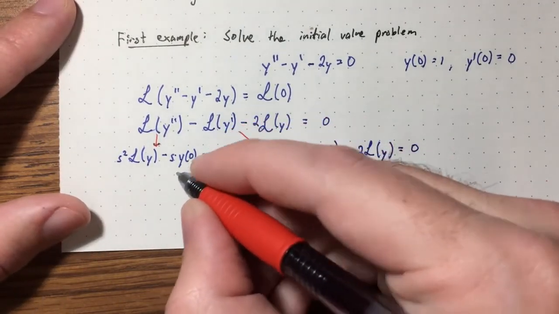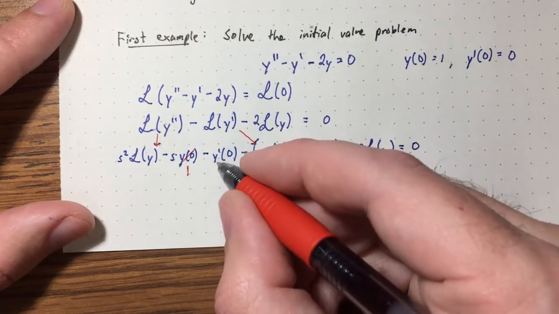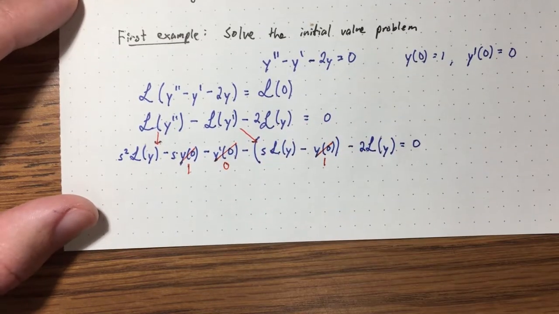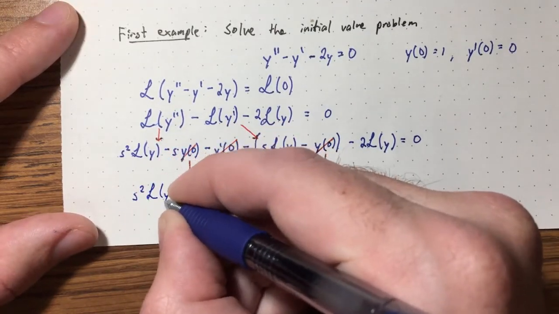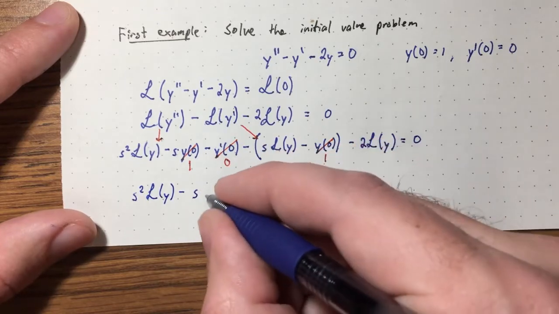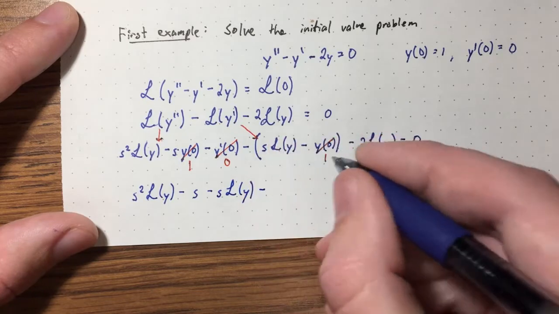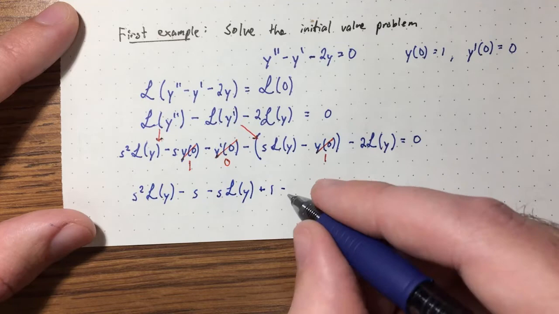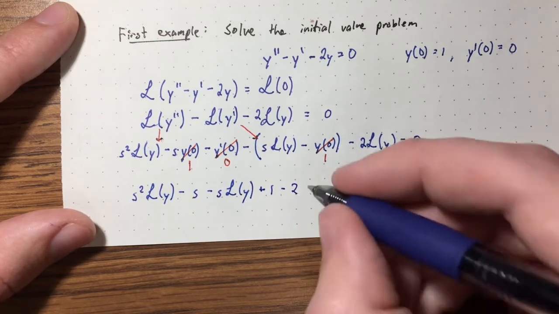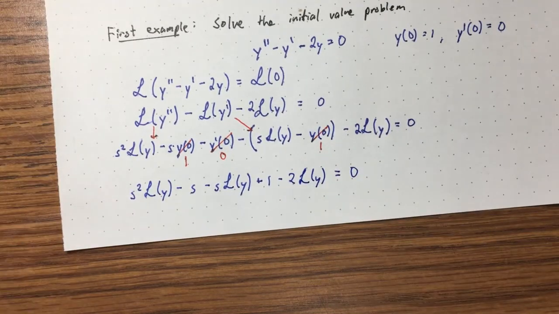Well, what are these things? So y of 0 in our example is 1. And here we have it again here. And this y prime of 0 is just 0. So we have s squared times L of y minus s, minus s times L of y minus 1, so plus 1. And then we have minus 2 times L of y. And that's going to equal 0.